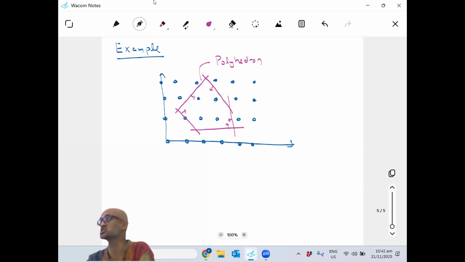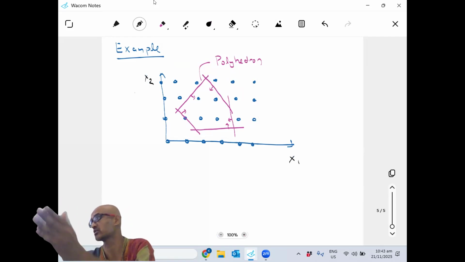So think of this as a pure integer program. There are no continuous variables. In this problem, I've got essentially just variables x1 and x2. And I have 5 linear inequalities which define x1 and x2. And I'm interested in points x1 and x2 which are integer within this set.